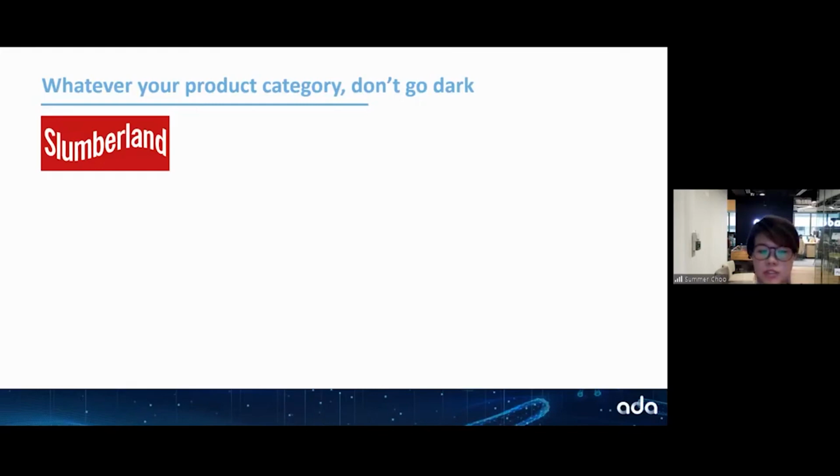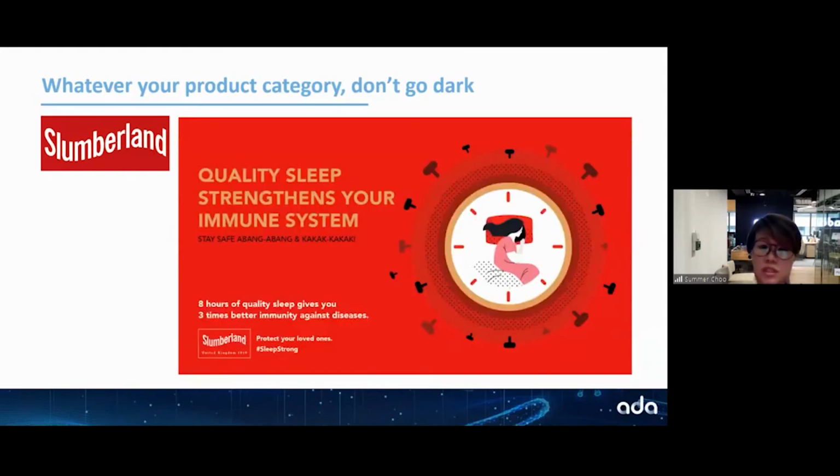An example I'm going to cite is Slumberland. Slumberland is a mattress brand, and you might be wondering, what has Slumberland, a mattress, got to do with COVID, right? But based on data and research, we know that quality sleep improves immunity. 8 hours of quality sleep a day actually improves our immunity 3 times. In this period of COVID, you should definitely be having quality sleep.